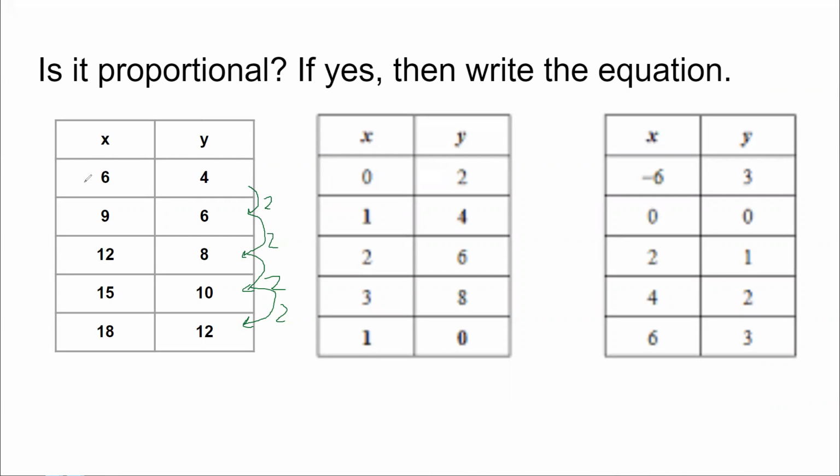Now we're going to check our x. This is going up by 3. 9 plus 3 is 12, so that works. 12 plus 3 is 15, so that's good. And 15 plus 3 is 18. So since x and y are going up by the same amount every single time, it doesn't have to be the same number. It could be different numbers like 3 and 2, but that x is going up by 3 every single time, and that y is going up by 2 every time, which is a good sign.